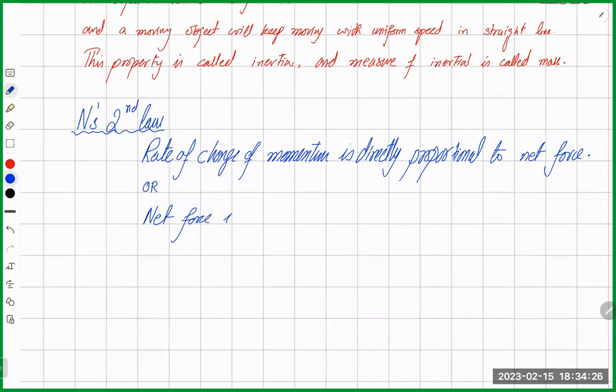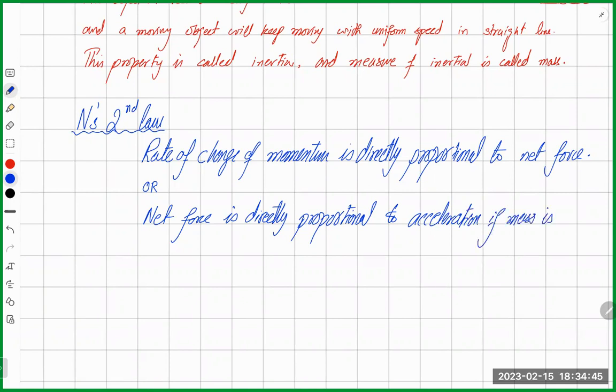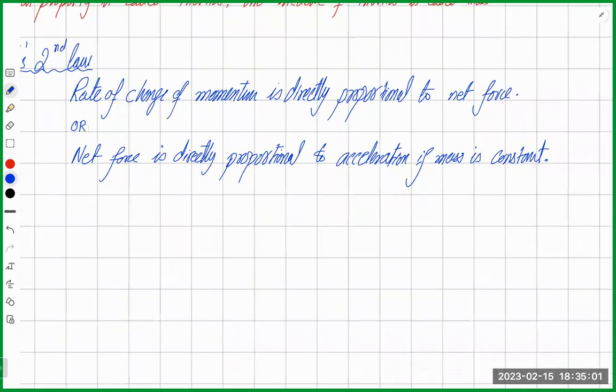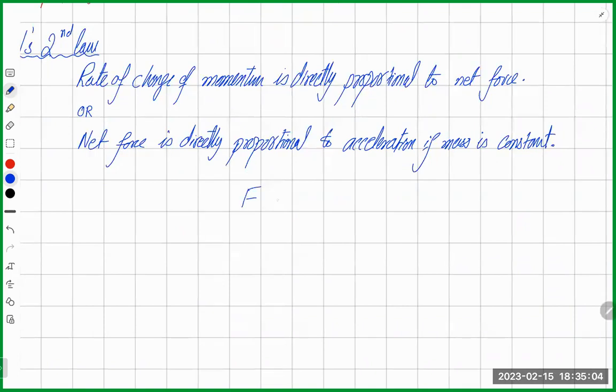net force is directly proportional to acceleration if mass is constant. If mass is constant, net force is directly proportional to acceleration. So F is directly proportional to A, and F equals MA.